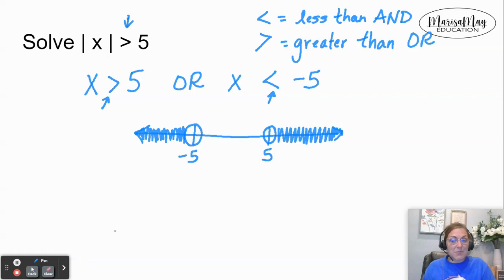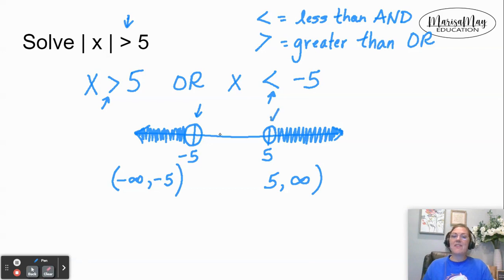If you want to go one step further, you can write an interval notation. For the shading on the left, you'll notice that it starts at negative infinity and it ends at negative 5. For interval notation, infinities always get a parentheses, and negative 5 here with the open circle gets a parentheses as well. Let's do the same thing for the shading on the right. It begins at 5 and it ends at positive infinity. Infinities always get a parentheses, and 5 has an open circle, so it too gets a parentheses.